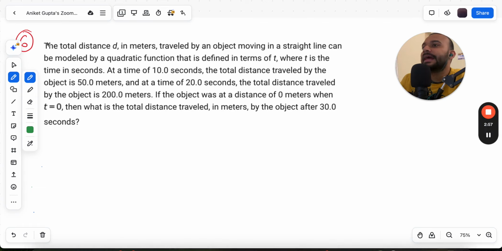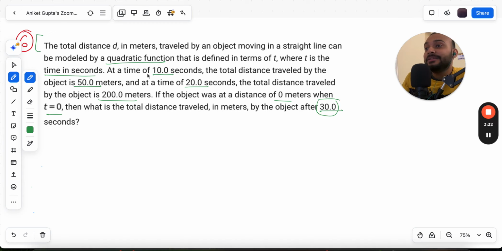Okay, let's take another one. This is another hard difficulty question belonging to the advanced math topic. Let's read this. The total distance d in meters traveled by an object moving in a straight line can be modeled by a quadratic function that is defined in terms of t, where t is the time in seconds. At a time of 10 seconds, total distance traveled by the object is 50 meters. At a time of 20 seconds, total distance traveled by the object is 200 meters. If the object was at a distance of 0 when t was 0, then what is the total distance traveled in meters by the object after 30 seconds?